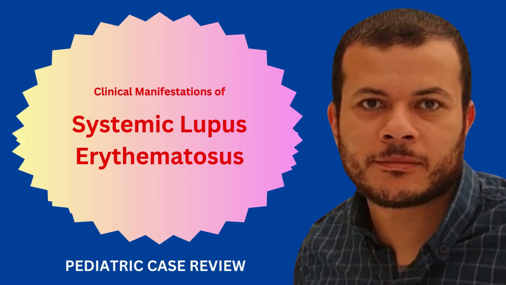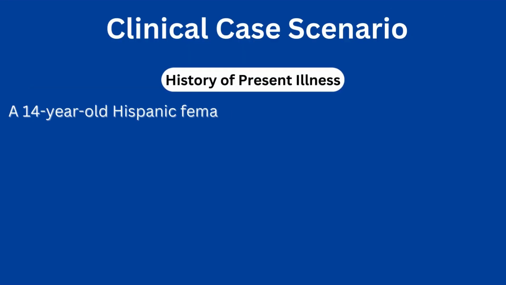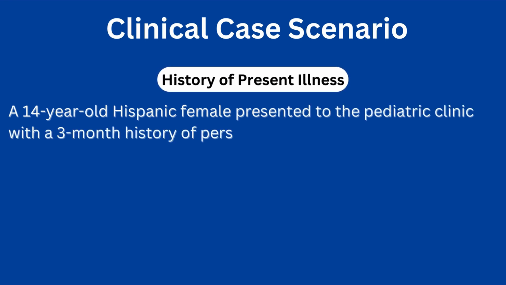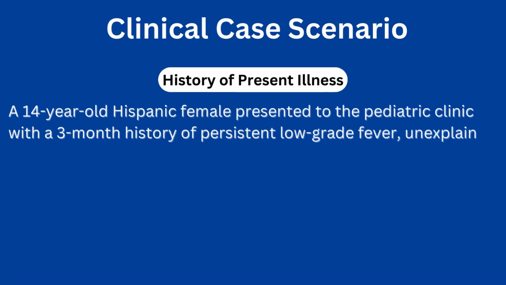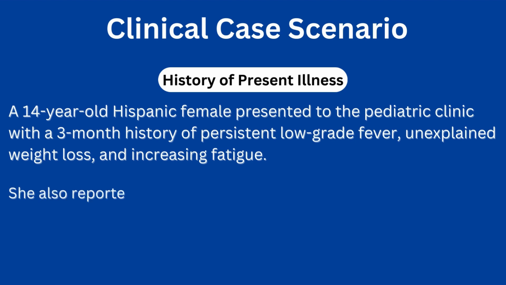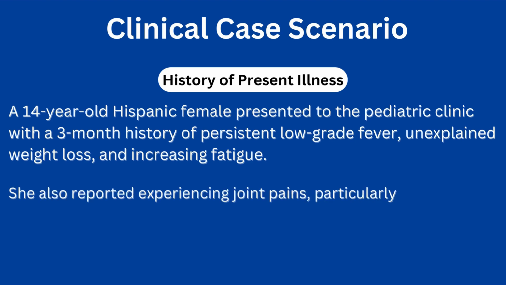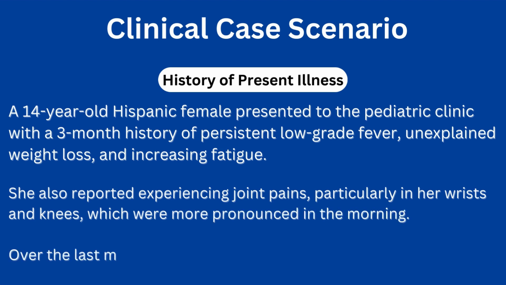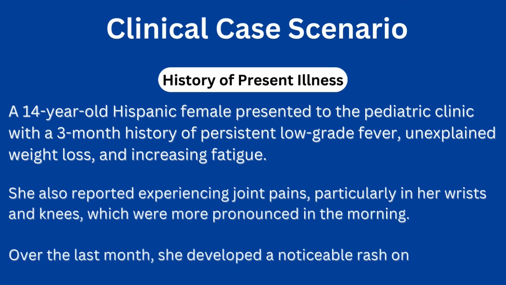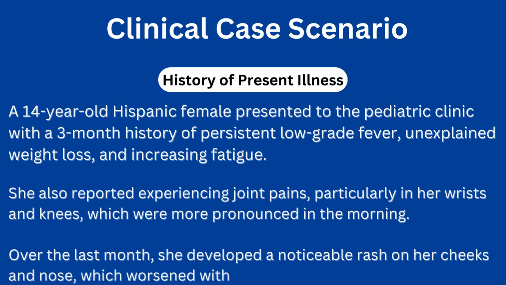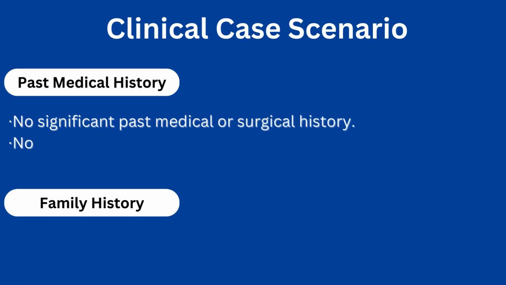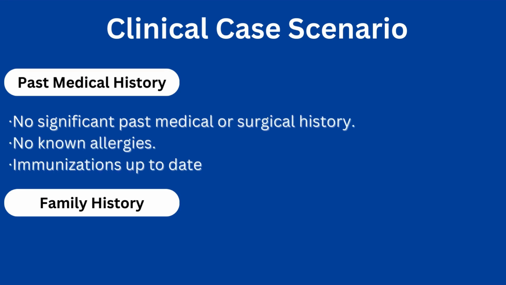So our case today: a 14-year-old Hispanic female presented to the pediatric clinic with a 3-month history of persistent low-grade fever. Also, she has unexplained weight loss and increasing fatigue. She also reported joint pains, particularly in her wrists and knees, which were more pronounced in the morning. Over the last month, she developed a noticeable rash on her cheeks and nose, which worsened with sun exposure.